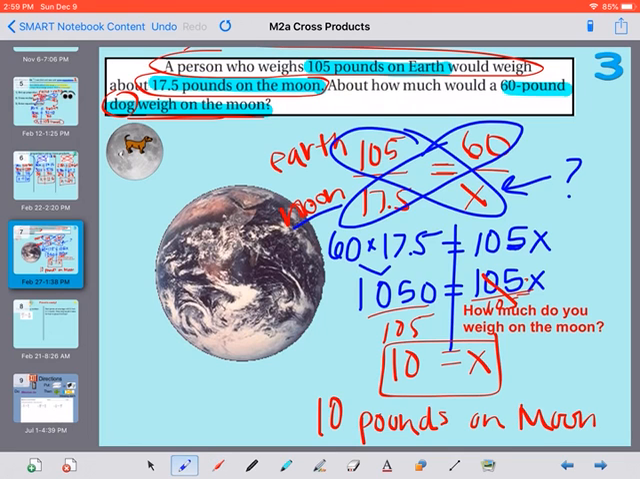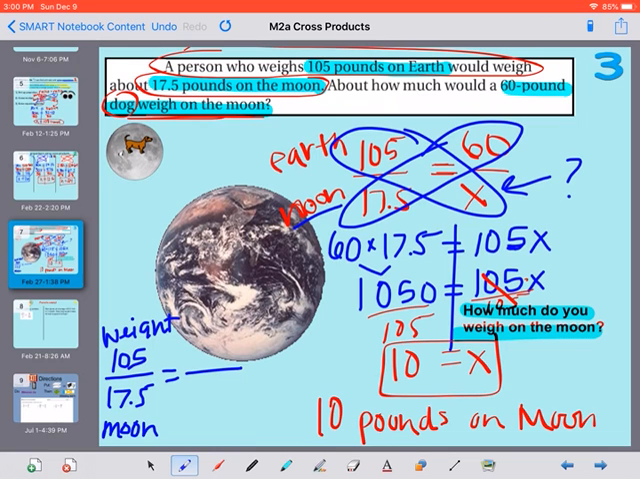There was another question here that kind of got hidden in our work. How much do you weigh on the moon? If we know that this random person weighs 105 pounds on Earth and 17.5 pounds on the moon, you could put your weight on the top to figure out how much you would weigh on the moon. You could put your weight right there and cross multiply to figure out how much you would weigh on the moon.